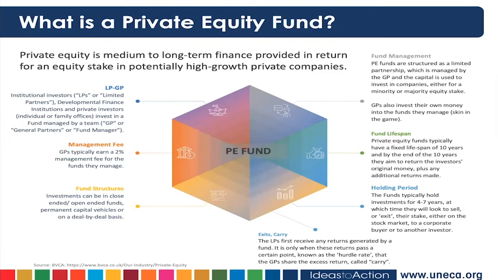There are different kinds of fund structures. Investments can be in closed-ended funds. Often these are 10-year funds. They can be in open-ended funds. This is a little bit less usual. And there are things called permanent capital vehicles, which are completely open-ended. Or what you can do is start on a deal-by-deal basis, where you're investing one deal at a time. When you get to a certain point, what you're able to do is think about how you can convert those individual deals into a fund.